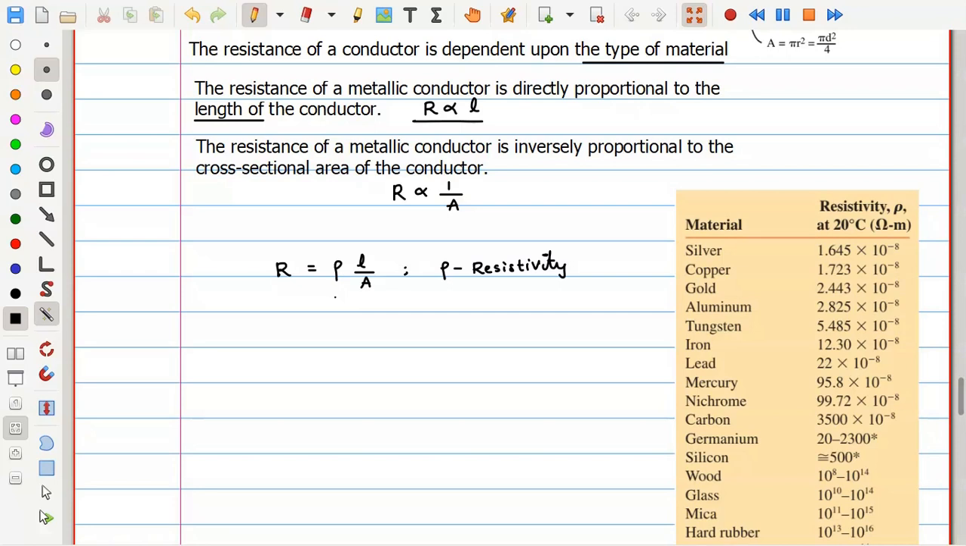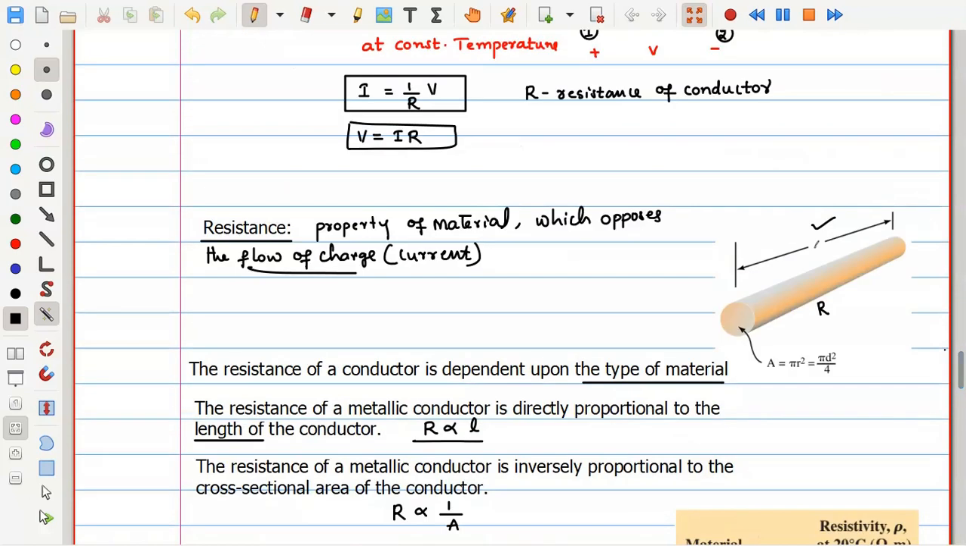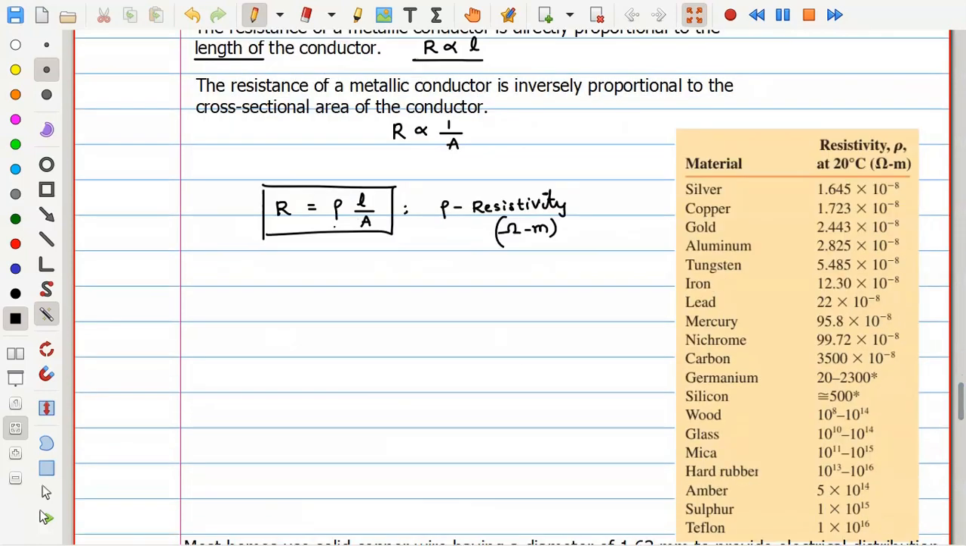And you can check the units from this relationship. You'll get ohm meter. Why? Because the resistance units are ohms. Just cross check this: rho is equal to RA by L, the expression for the resistivity. Resistance units are ohms, area of cross section units are meter square, and length units are meter, so it gives ohm meter.